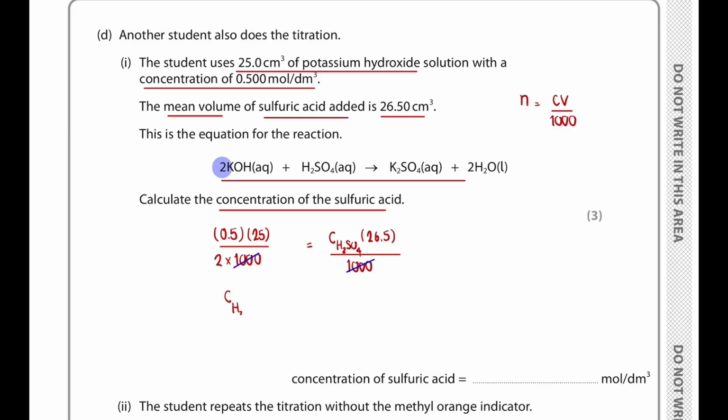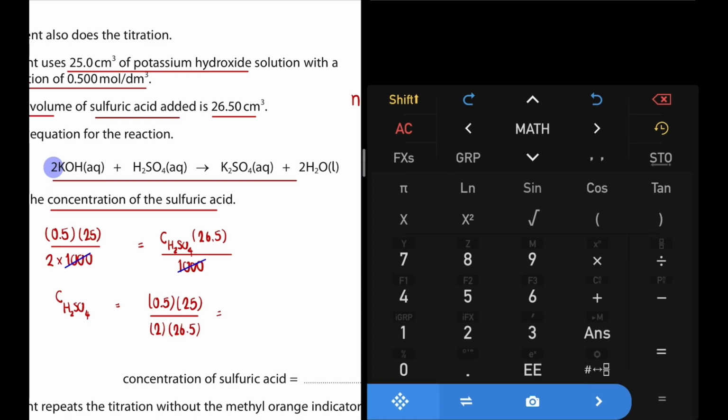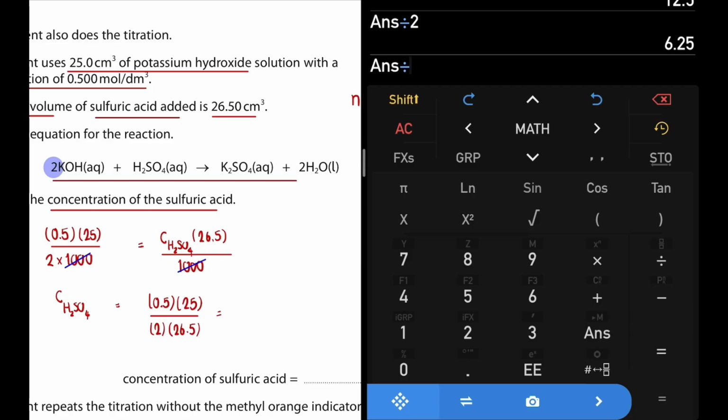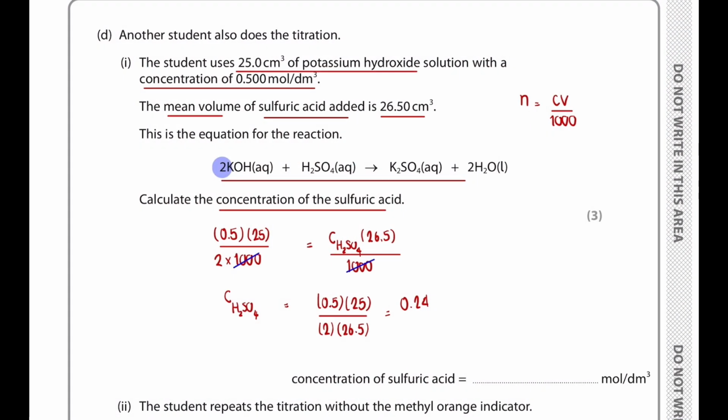So the concentration of sulfuric acid will be equal to 0.5 times 25 divided by 2 times 26.5. So it will be 0.5 times 25 divided by 2, and then divided by 26.5, which is equal to 0.24 mole per liter.